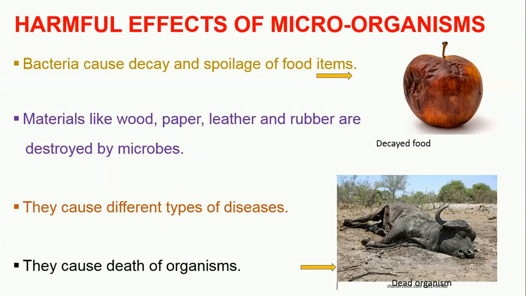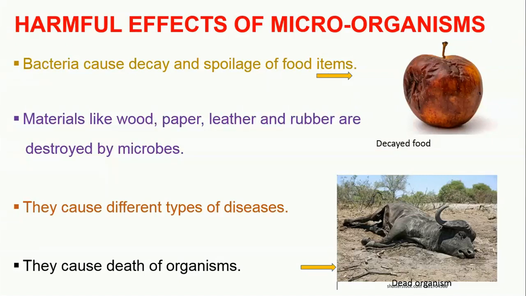Number two harmful effect is that materials like wood, paper, clothes, leather and rubber, even metals can be destroyed by microorganisms. And when you take them to the market for people that sell such, you see that they lose their worth, their money worth, and so people will not like to buy them. Even sometimes they destroy vegetables and the rest.